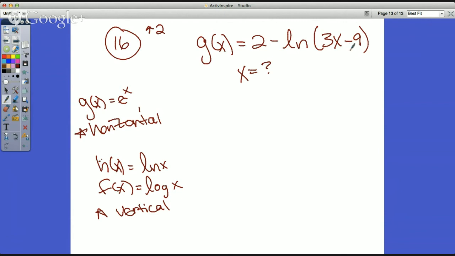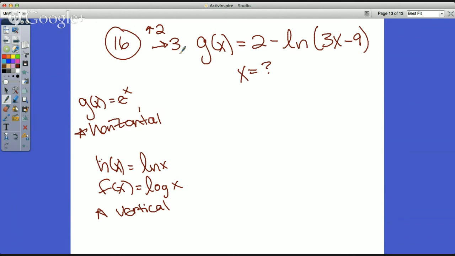And what about the 3x minus 9? Does it impact that? To the right, not 9, because we have to set it equal to 0. To the right 3. Very good. Does that make sense, Chris? Yes. I set it equal to 0, add 9, divide by 3. So I'd go up 2 and right 3.